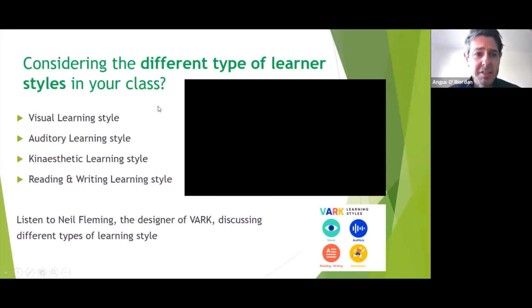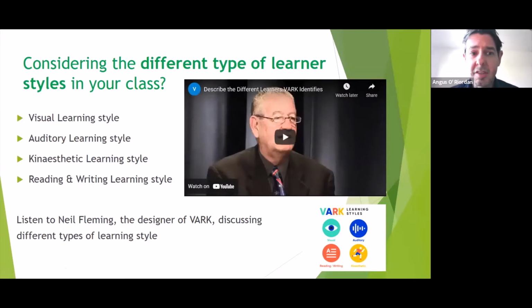Okay, so we'll go to the first slide here, guys, and we're going to start off by looking at this. The title here: Considering the different types of learner styles in your class. We're going to think today a lot about the three key learning styles which have been identified: the visual learning style, the auditory learning style, and the kinesthetic learning style. We will touch upon the reading and writing learning style as well, which is the more traditional form that we're so familiar with and that we often employ in our classrooms.